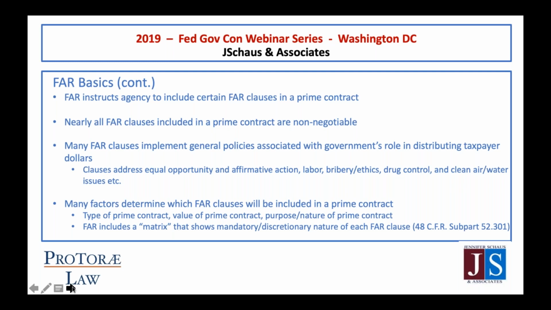Many factors determine what FAR clauses will be included in a prime contract. As I indicated, there's a matrix, and the value of the contract, the nature, the type of clause, all affect what clause is included, and there is a roadmap for agencies and for primes included in the FAR in that regard. Next slide.